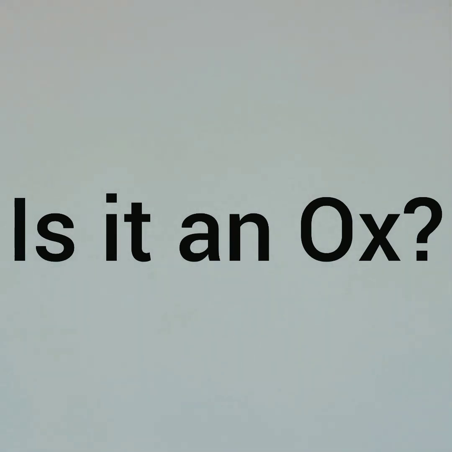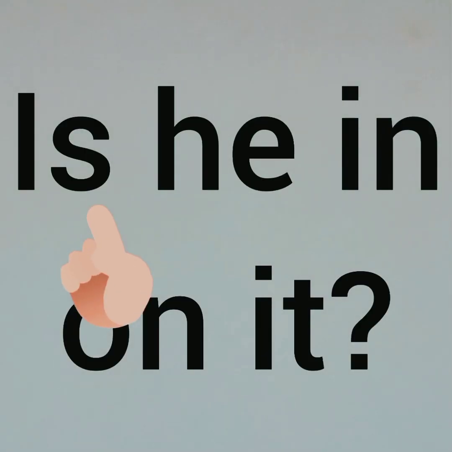Our next example is I-S, is, H-E, he, I-N, in, O-N, on, I-T, it. Now let's try and read. Is he in on it? That means, does he know about it? Is he involved in it?